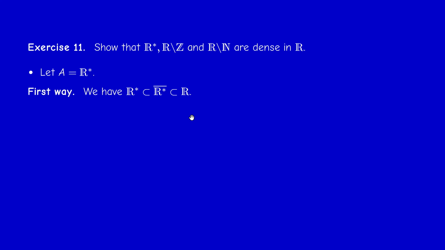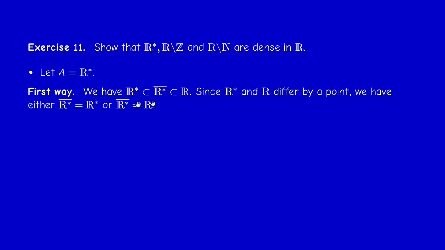Now, the closure cannot be equal to R star. Why? Because R star is not closed, right? So this first possibility cannot hold because R star is not closed. Why is it not closed? Because, for example, we can take the sequence 1 over n in R star, converging to 0, but 0 is outside R star, right? So therefore, we are just left with the second possibility. So the closure of R star is R, actually. We did something similar in the beginning, in the lectures.